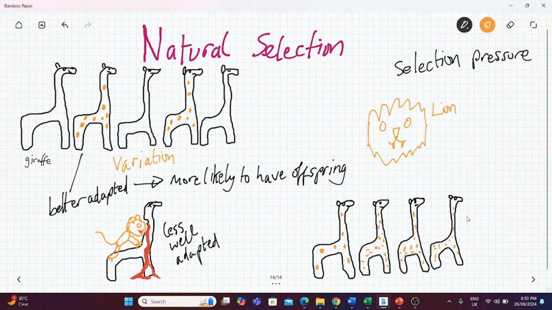So I'll just go over it again very briefly. First of all, you have a population with variation. Just through random mutation, you end up with particular characteristics which may be better suited to the environment. You have a selection pressure, which is going to reduce the population size. And the better adapted are more likely to have offspring, whereas the less well adapted are more likely to get killed off. So then over many generations, all of them end up having that better adaptation. And that's natural selection for you.